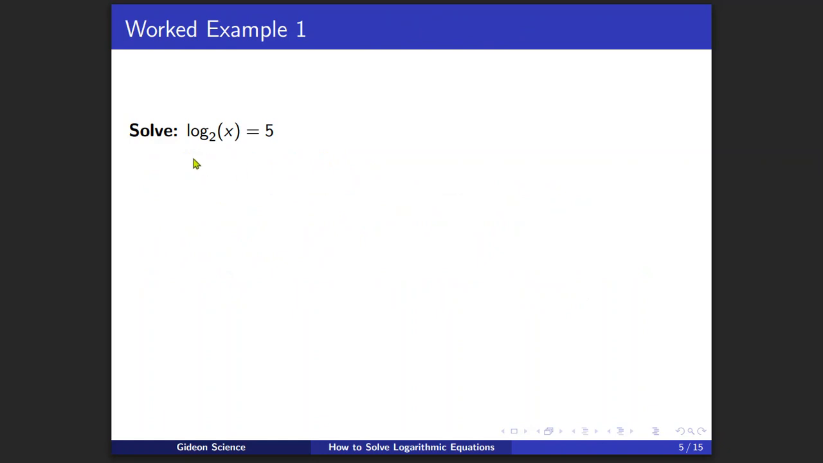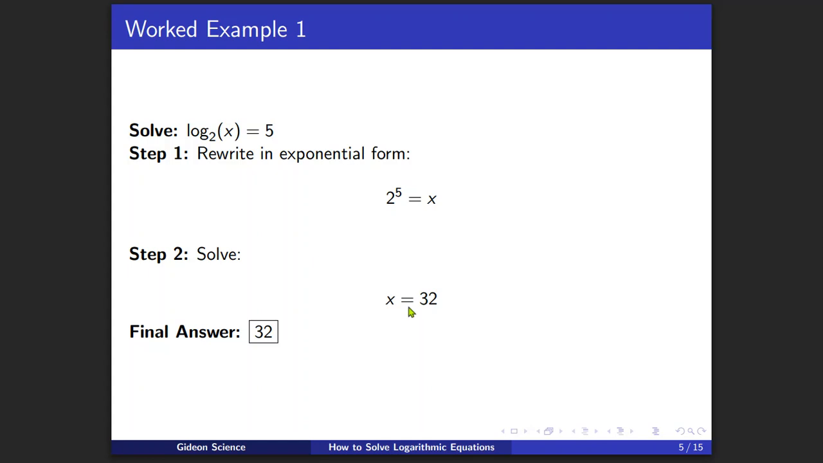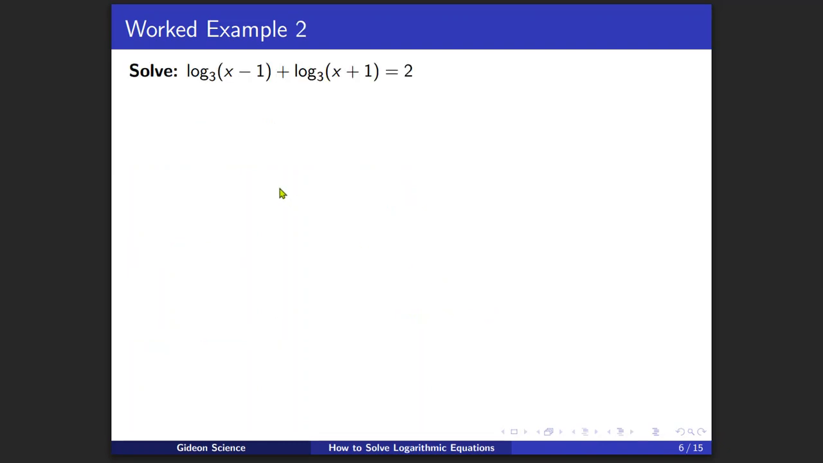Example 1. Solve log x base 2 equals 5. So we will write it into its exponential form. Thus, x equals 2 to the power of 5. And solve. Of course, 2 to the power of 5 is 32. Hence, x equals 32.